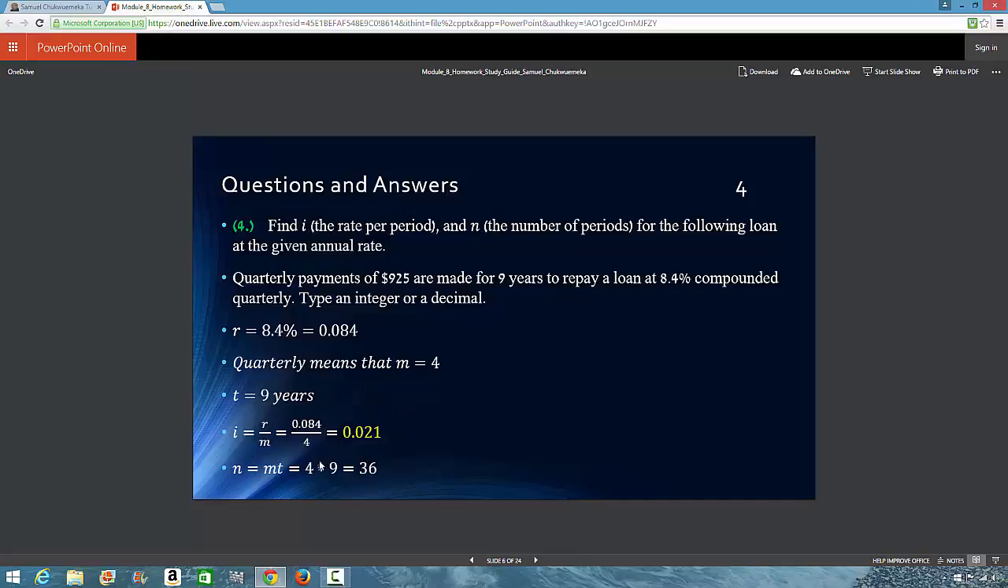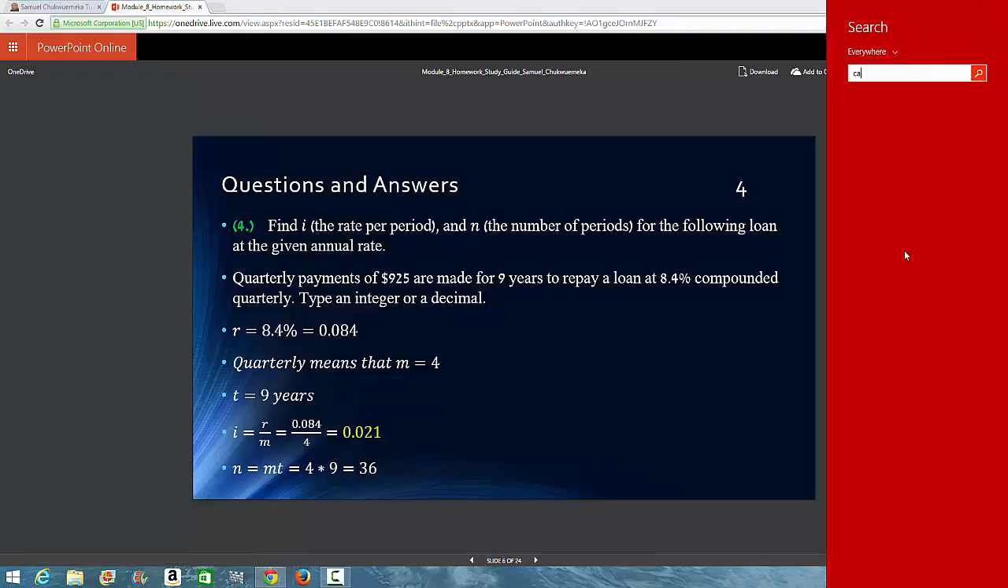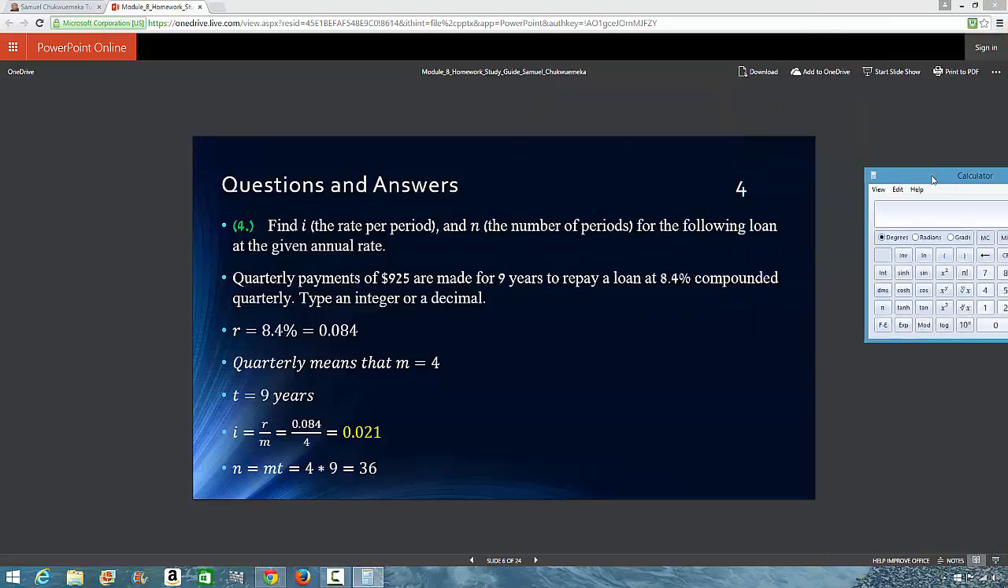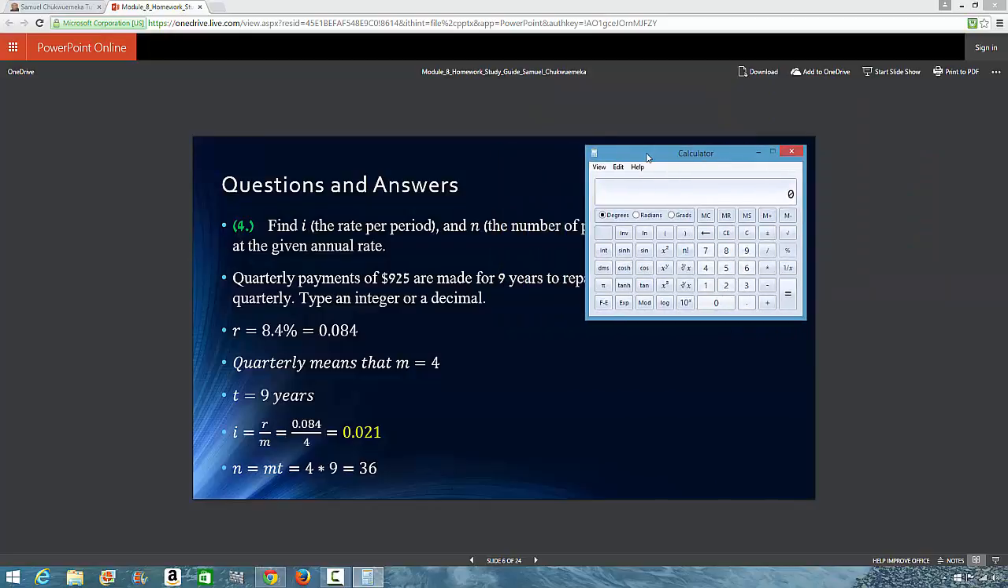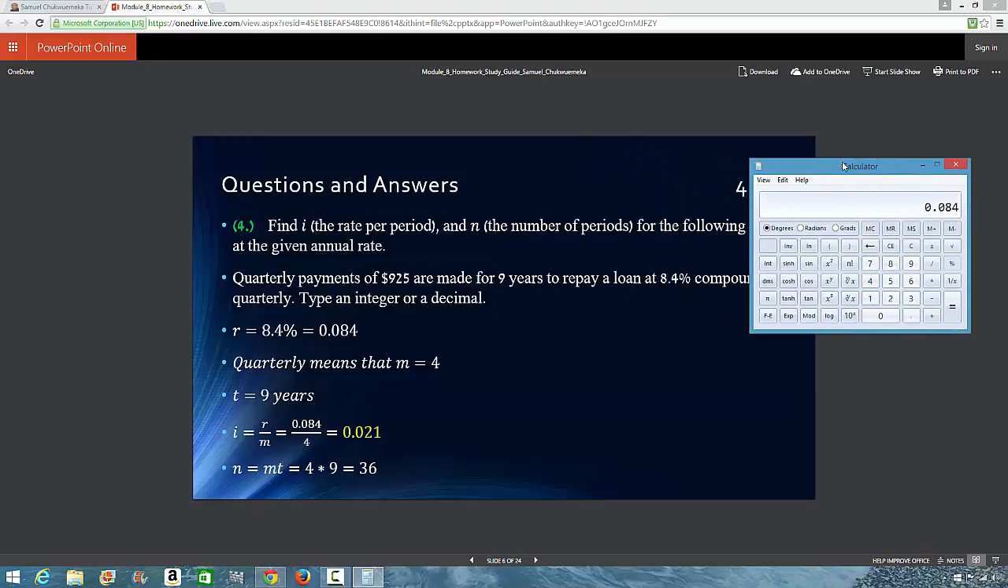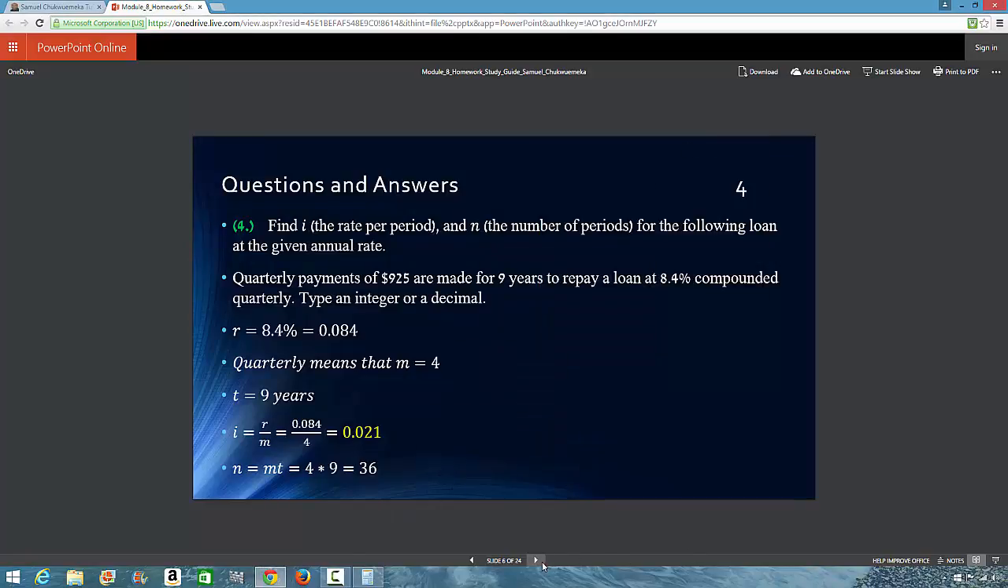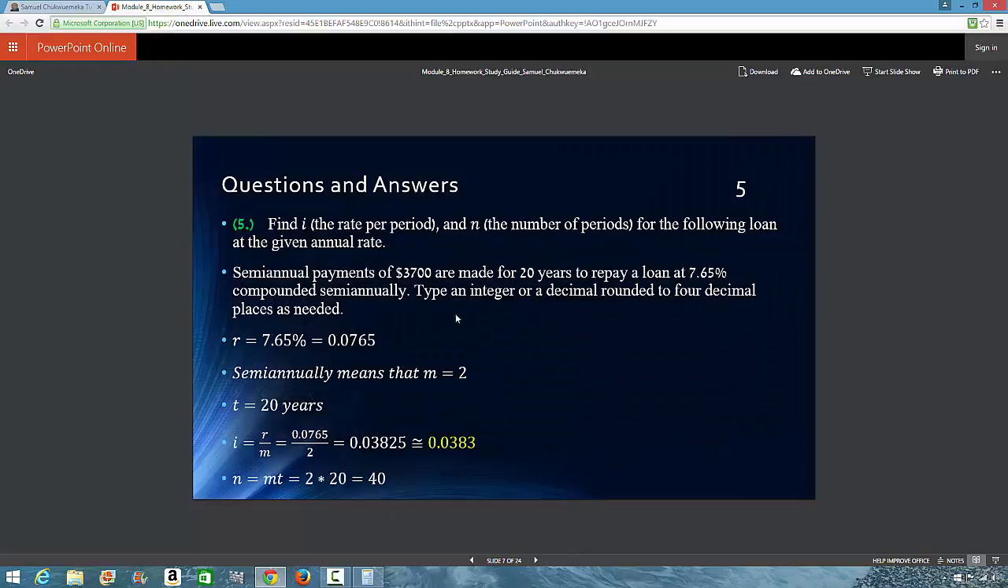So do this on your own, and let's bring out our calculator. This is Windows 8. Do this on your own to make sure that you are getting what I'm getting. 0.084, which means you convert 8.4% to decimal, and then you divide by M, quarterly. So 0.021. Question 5, semi-annually. You use the same formula. Semi-annually means M is 2.